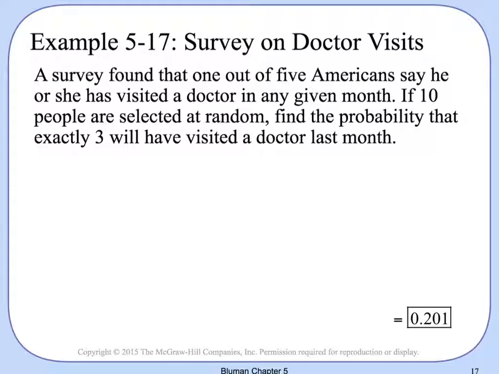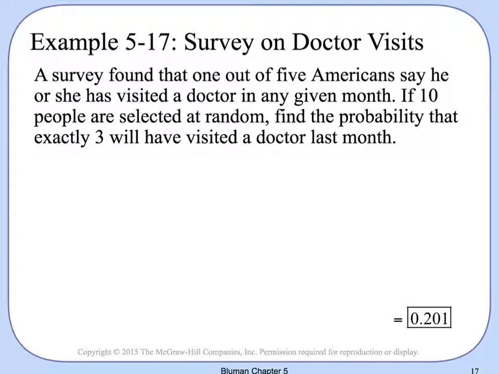So we jump right into the examples. This says, a survey found that 1 out of every 5 Americans say he or she has visited a doctor in any given month. If 10 people are selected at random, find the probability that exactly 3 will have visited a doctor last month. So right now, let's figure out what the probability of a success is. A success means you visited the doctor. What's the chance you're going to visit a doctor? What does it say in here?